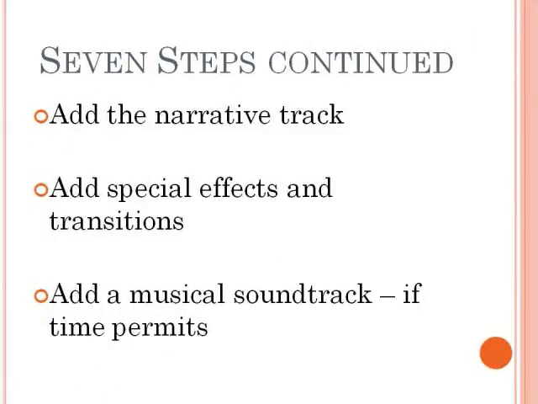The fifth step is to add the narrative track. We ask students to narrate the script one sentence at a time, saving each sentence in a separate file labeled 1, 2, 3, and so on to ensure that the order of the sentences is clear. Recording narration sentence by sentence allows students maximum control over the pacing of their work.